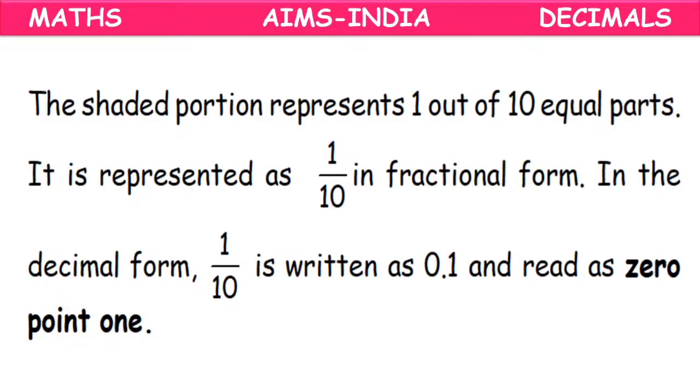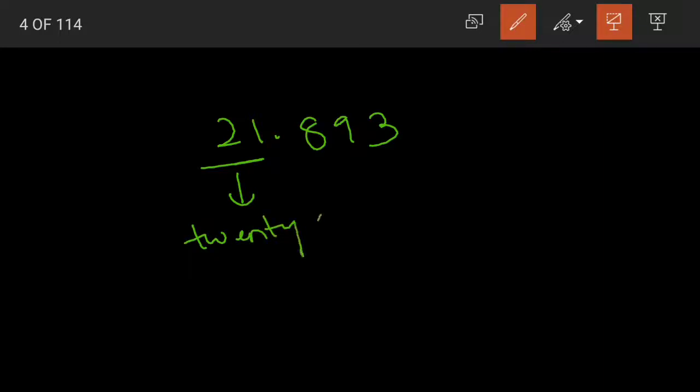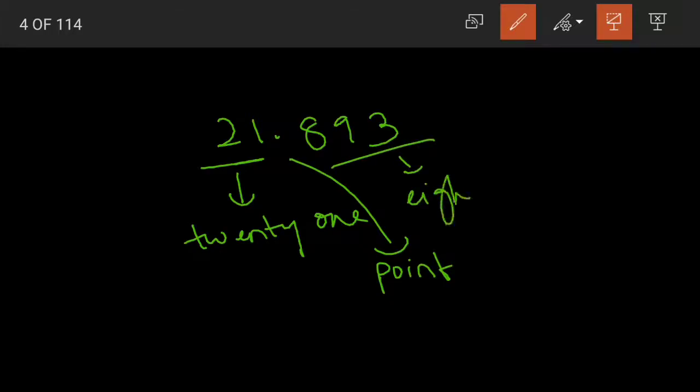Let us see. Yes, again see the digits in the decimal part are read individually. We do not combine them and read. Suppose we have a decimal number like 21 point 8 9 3. Again this is our whole number part, so we'll read it as 21. Then we have the point, and then we have 8, 9, 3.